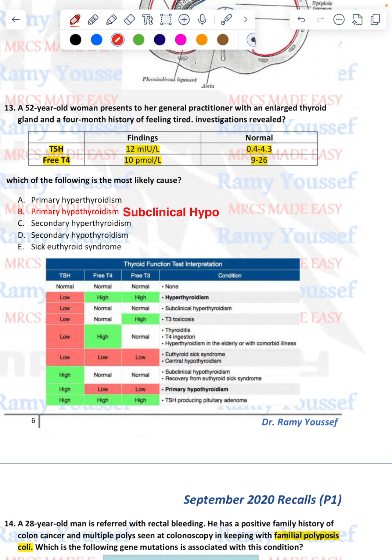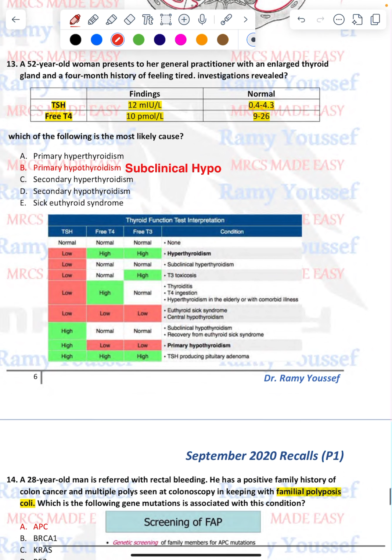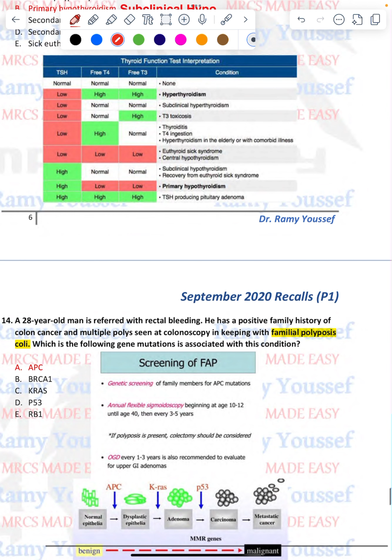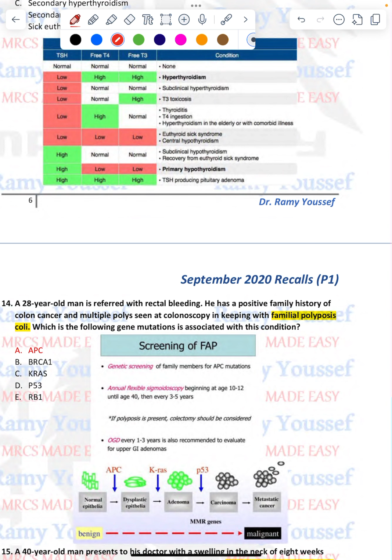A 28-year-old man is referred with rectal bleeding. He has a positive family history of colon cancer, multiple polyps in colonoscopy, polyposis. Which of the following mutations is associated? FAP, familial adenomatous polyposis, APC gene mutation has to be there. Normal epithelium, APC, then dysplasia, KRAS, P53, MMR genes.